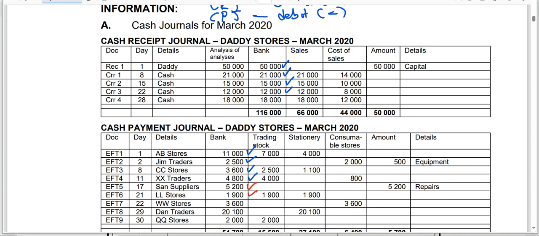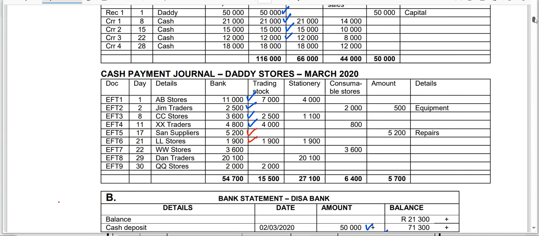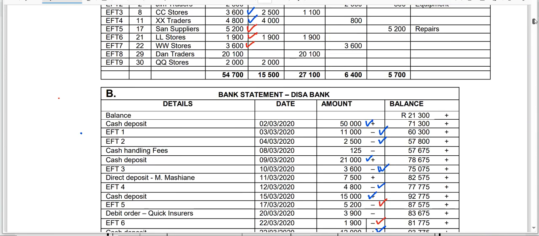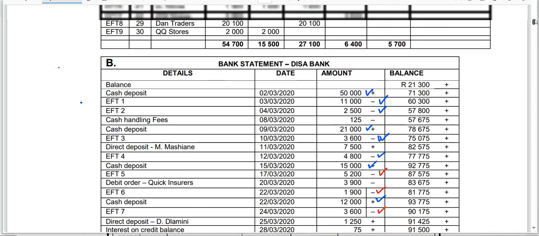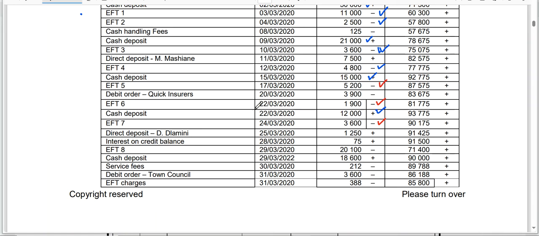And the next, we also need to check EFT7 for 3.6. So does EFT7 appear here? Here it is, it appears. So we will tick it on both the journal and the bank statement. Now the next EFT that we have is EFT8 for 20,100. Does it appear here? We go there and check EFT8 for 20,100. So it appears both sides. Then we move on. Okay, 20,100, here it is.